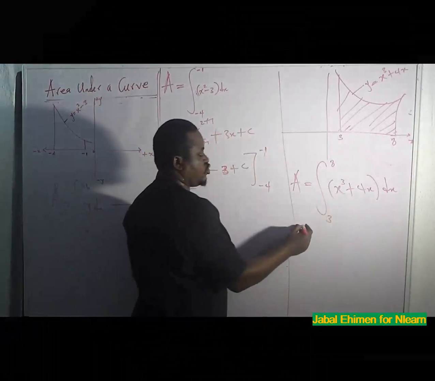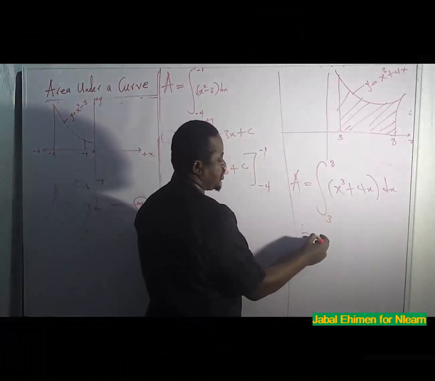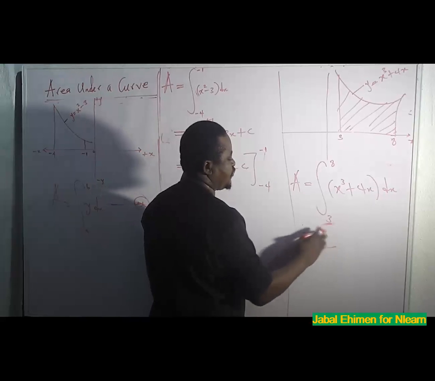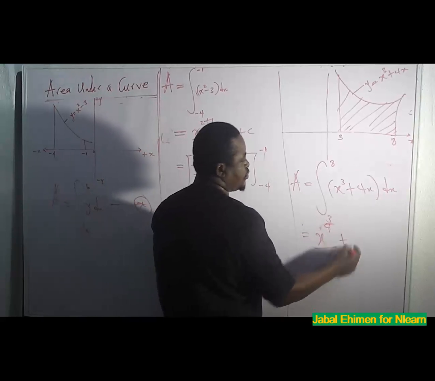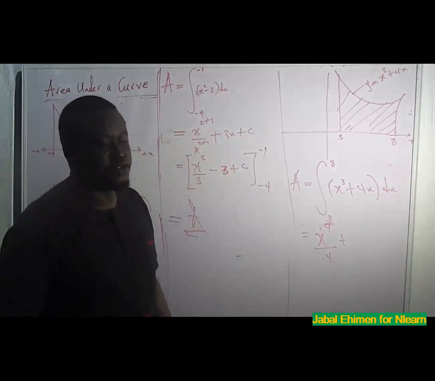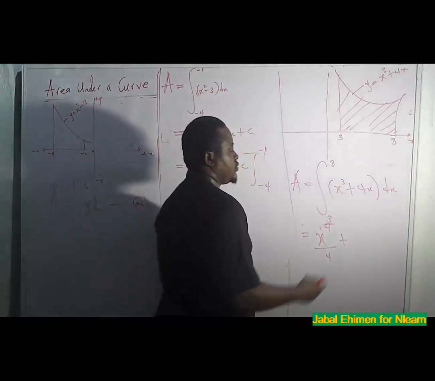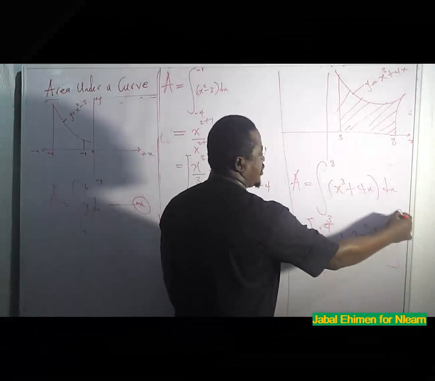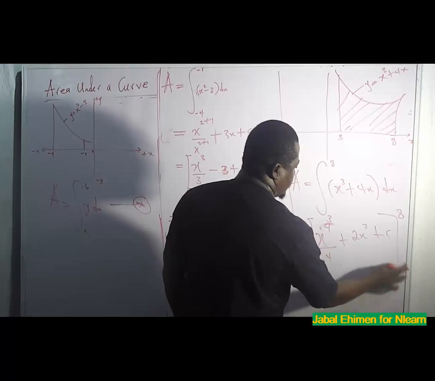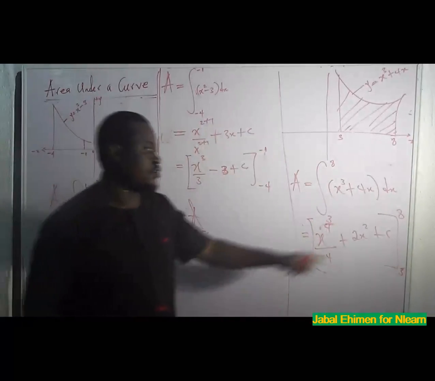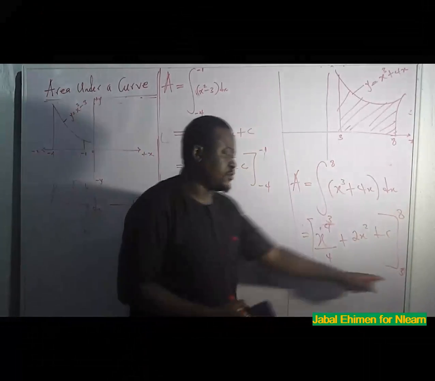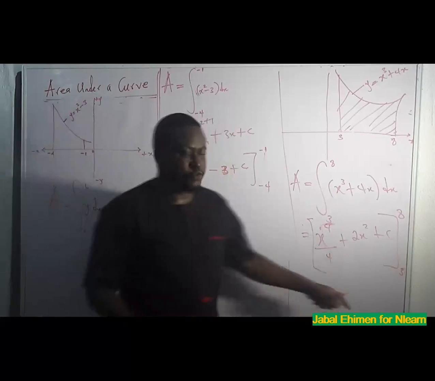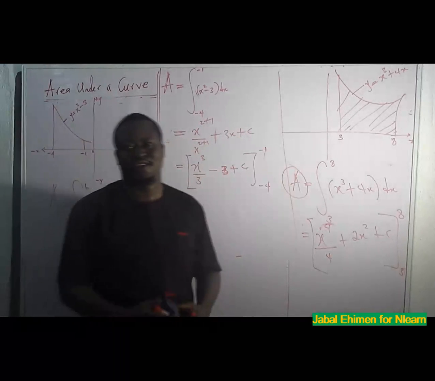So when you integrate this, surely the integration of this will give us x cubed becoming x to the fourth over 4, plus, what do you have there? 1 plus 1, that will be 2. Then 4x becomes 2x squared plus c. So by the time you substitute 8 and 3, whatever you substitute 8 first, you get the value. Substitute 3, you get the value. You subtract the value you get from 3 away from that of 8. What is left will be the area under the curve.